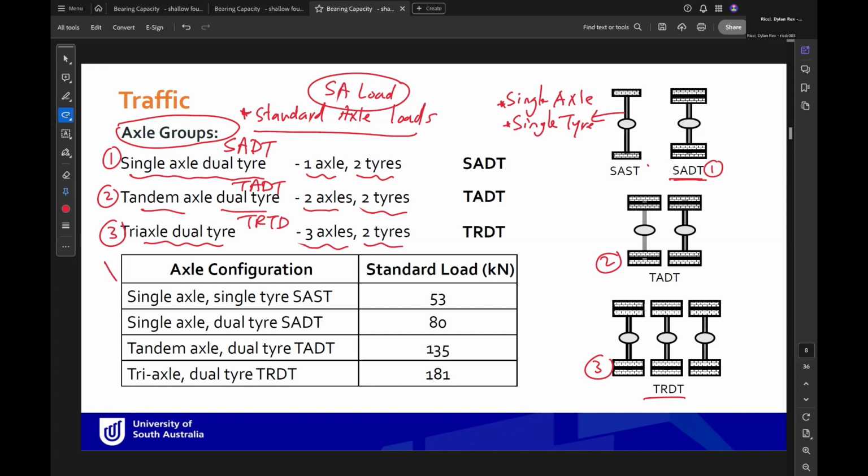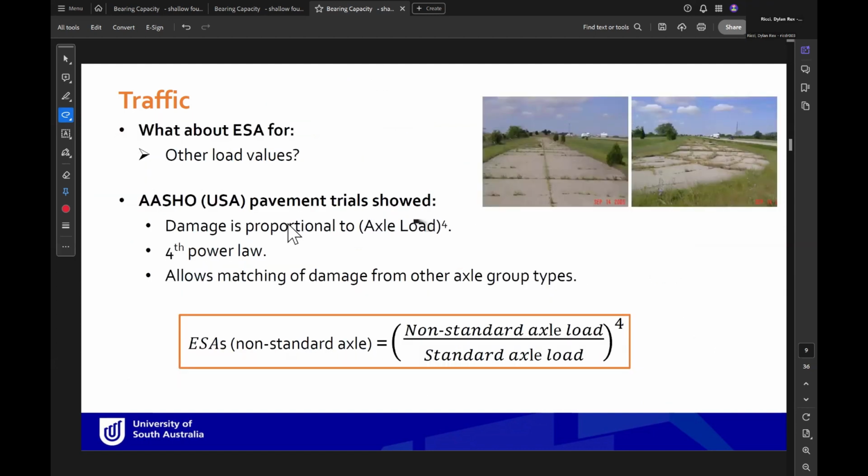So if we look at this table, the standard axle loads: for SAST, the standard load is 53 kilonewton. For single axle dual tire SADT, 80 kilonewton. For tandem axle dual tire TADT, 135 kilonewton. For tri-axle dual tire TRDT, 181 kilonewton. So these are the standard loads coming after surveys and some tests, so we already know these values. These values will be used to estimate our ESA for other loads.